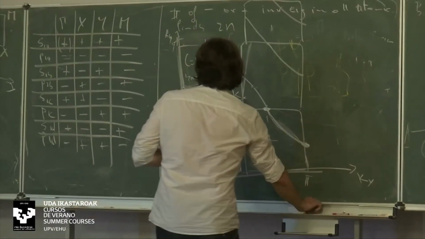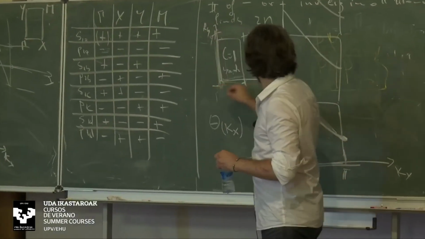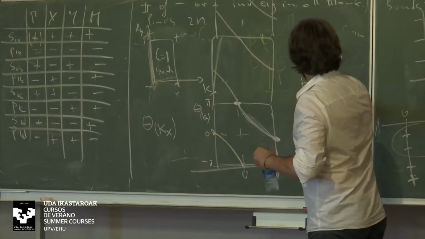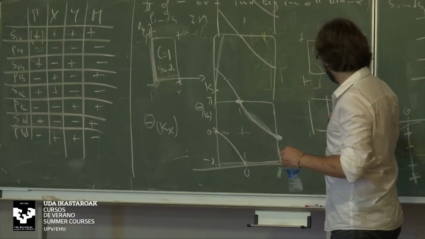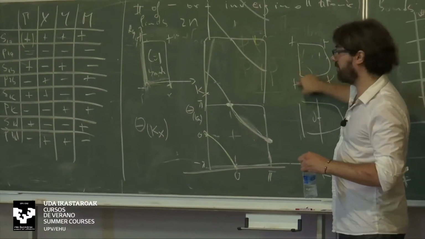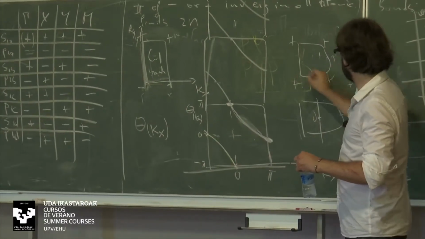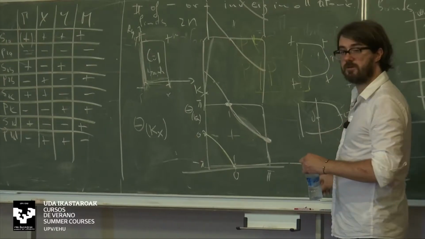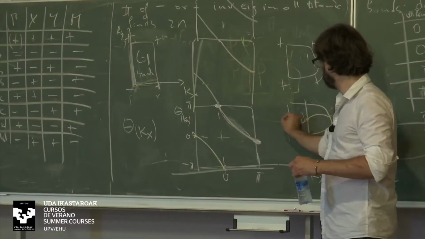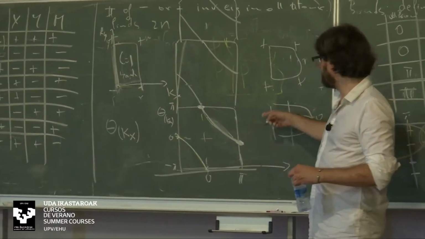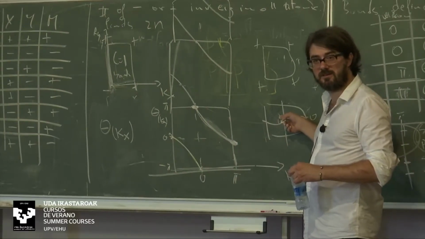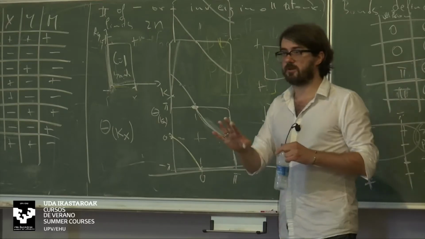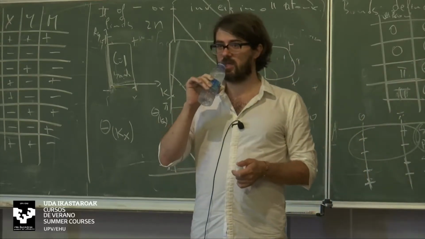If it looked like, so for example, if I had a band that's like this, plus, plus, plus, plus, then my Wilson loop here would be 0, plus, plus, and here at kx equals to 0 would be also 0. So it could look like this. Okay? And this stays within the same unit cell, the Wannier center. Very good. Questions? More questions here, please.